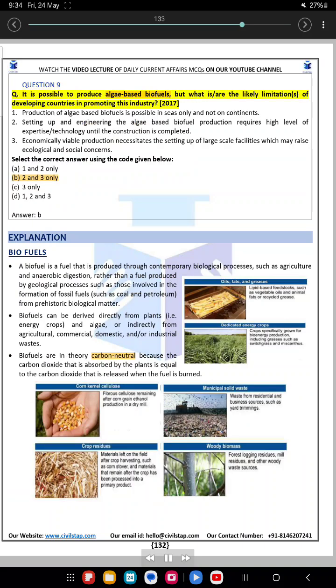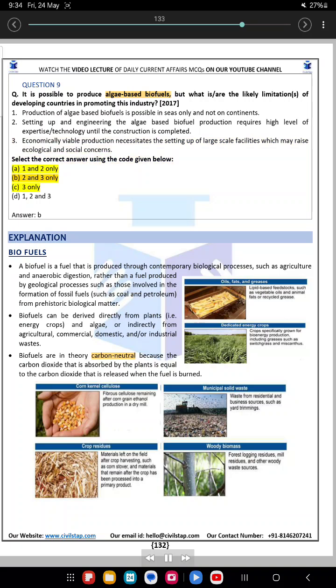Question 9. It is possible to produce algae-based biofuels, but what are the likely limitations of developing countries in promoting this industry? 2017. 1. Production of algae-based biofuels is possible in seas only and not on continents. 2. Setting up and engineering the algae-based biofuel production requires high level of expertise and technology until the construction is completed. 3. Economically viable production necessitates the setting up of large-scale facilities which may raise ecological and social concerns. Select the correct answer using the code given below.